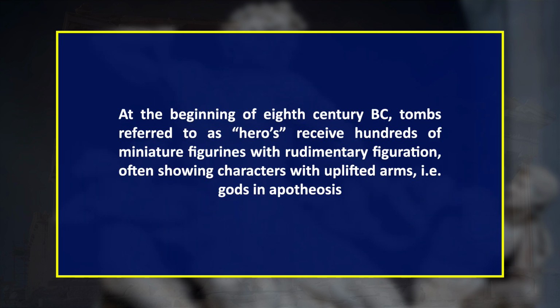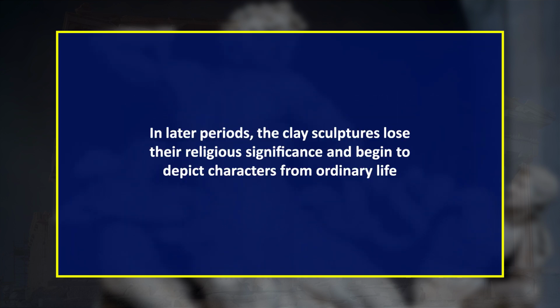At the beginning of the 8th century BCE, tombs referred to as "heroes" receive hundreds of miniature figurines with rudimentary figuration, often showing characters with uplifted arms, that is, gods in apotheosis. In later periods, the clay sculptures lose their religious significance and begin to depict characters from ordinary life.